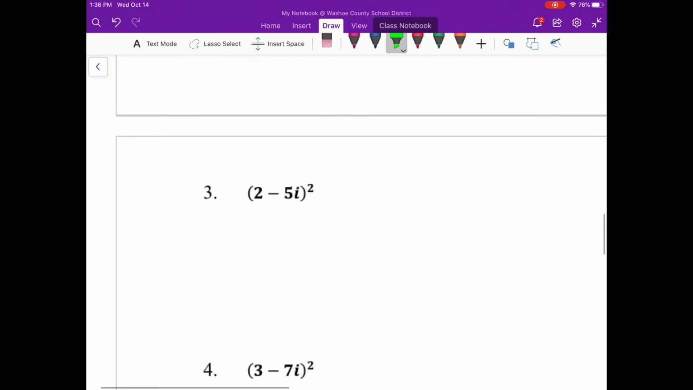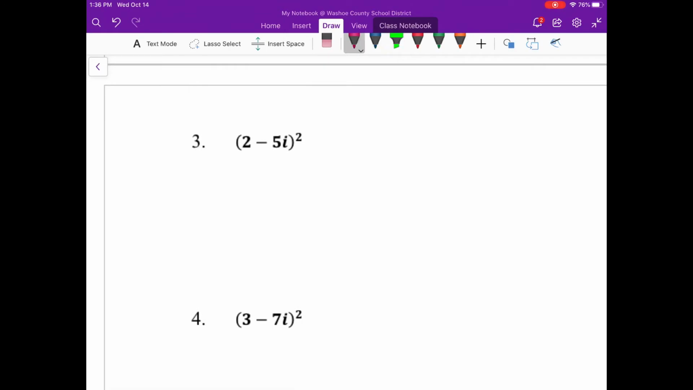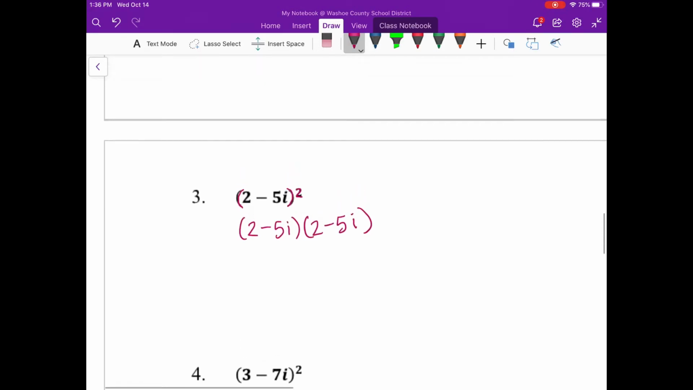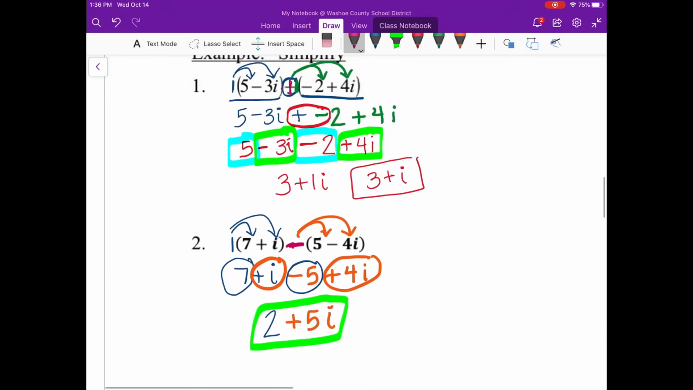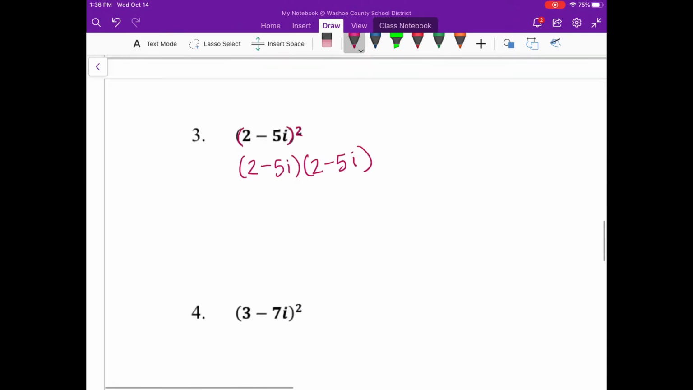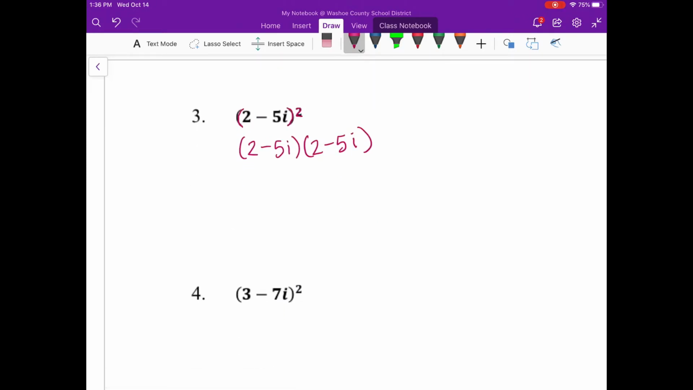So going to the back side, just doing some more operations here with complex numbers. We have this term 2 minus 5i being squared. When it's being squared, it means it's being multiplied by itself 2 times. So now it's a multiplication problem. The difference between this problem and the previous one is that these have a plus or a minus between them. So that's how I know I was combining like terms. But in number 3, I don't have a plus or minus between them, which means I'm going to do double distribution. So I'm multiplying 2 times 2, and I get 4.